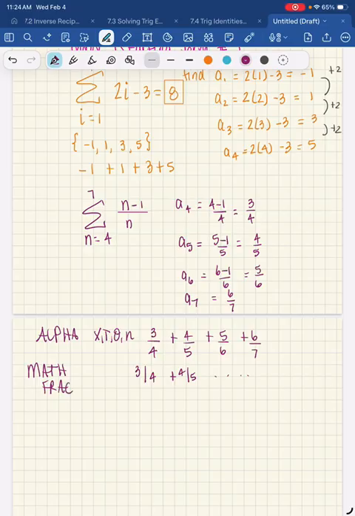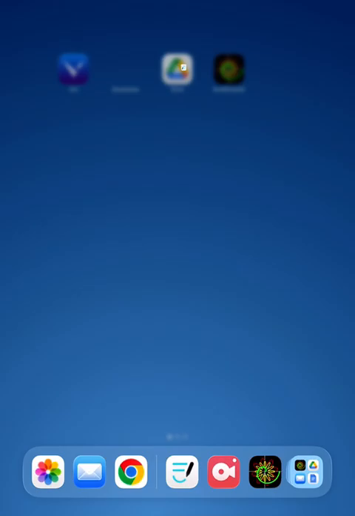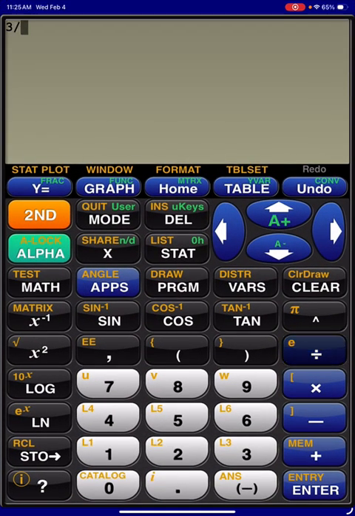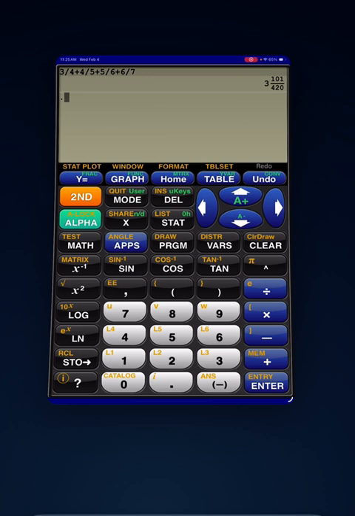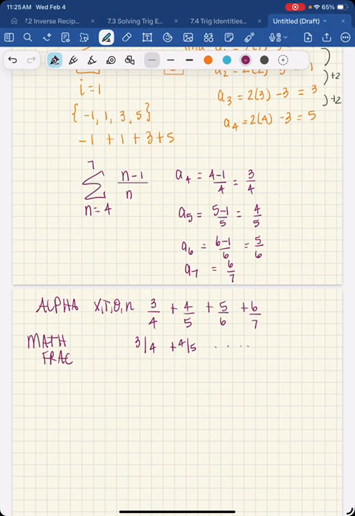All right, let me go back and try this again. Now I'm determined to make it work. So you could do 3/4 plus 4/5 plus 5/6 plus 6/7. Oh, look at that. It gave it to me as a mixed number. Interesting. Okay, so the answer is 1,361 over 420.